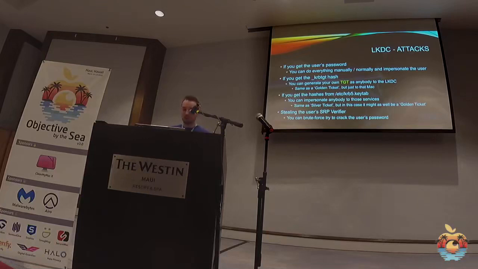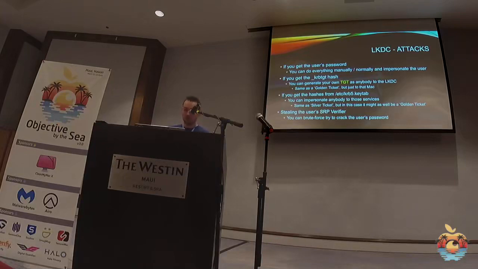If you get any of the hashes from the etc krb5.keytab file, those hashes are the ones for all the services on that box. So if you have those, you can mint your own service tickets, i.e. silver tickets, to any service on that box. In this case, golden tickets and silver tickets are essentially the same because everything is living and encapsulated on that one box. So again, you can be anybody to any service on that box.